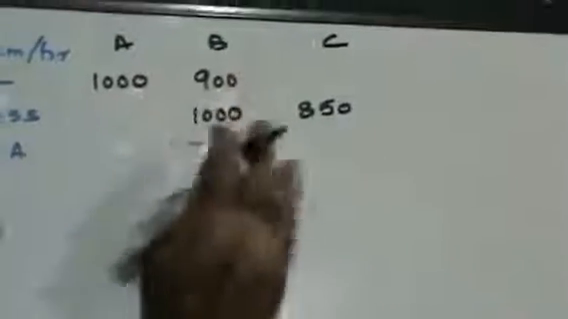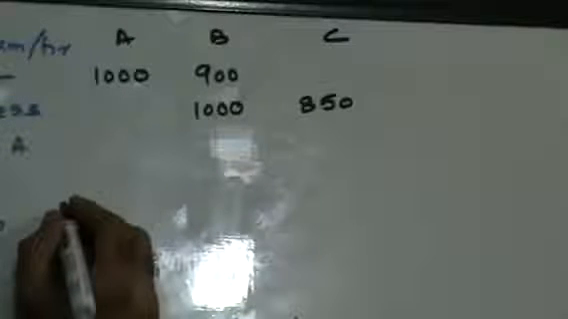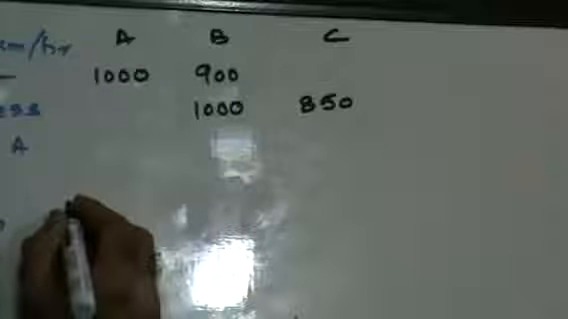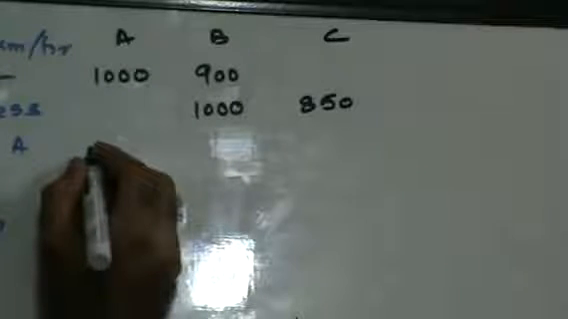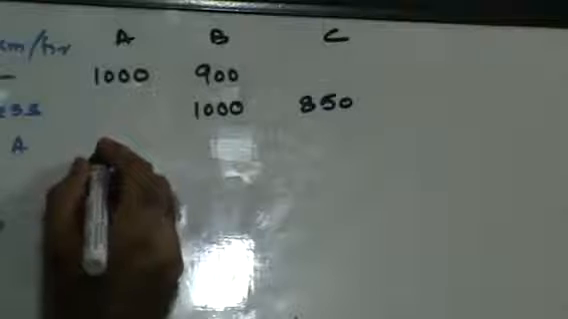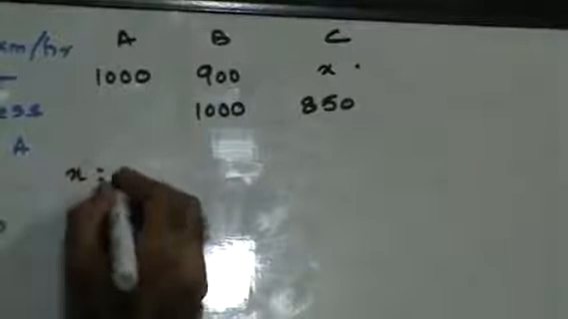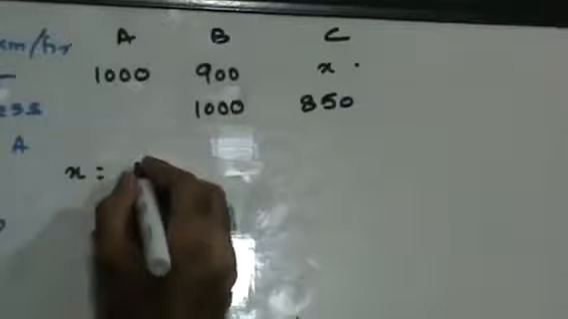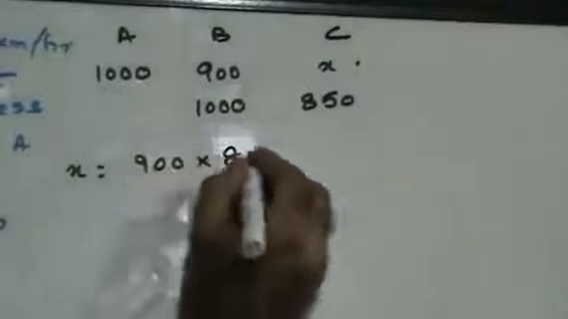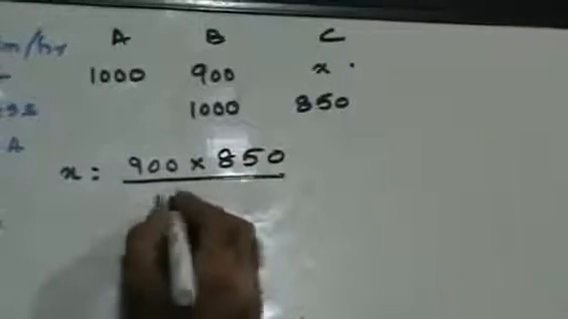I want to find out how much distance C would have covered by the time A covers 1000 meters. So I can say that here, if I compare this, let's assume that this is X. So X is going to be nothing but 900 into 850 by 1000.